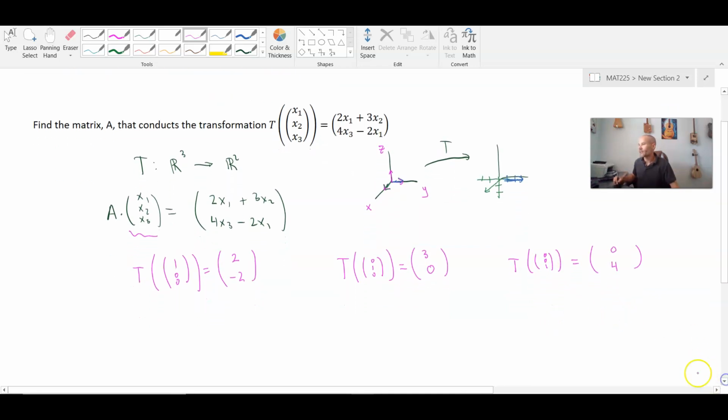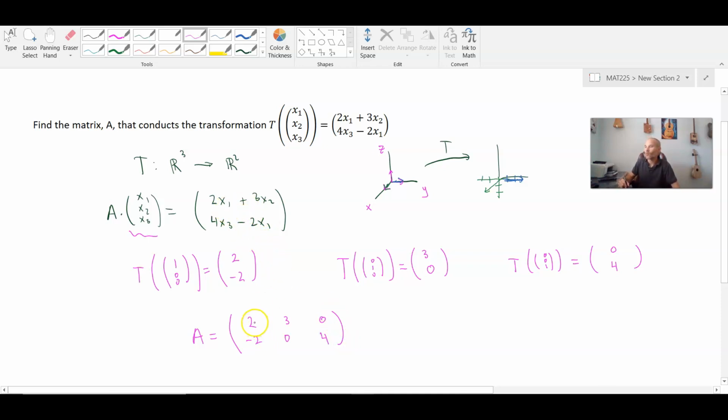And to form our A matrix, the one that's going to perform this transformation on a vector, we're going to take these 3 columns stacked in this order. So first, the transformation of 1, 0, 0, which is 2, negative 2. Then the transformation of 0, 1, 0, which is 3, 0. And then the transformation of 0, 0, 1, which is 0, 4. Now you can almost see what's happening here in the matrix.